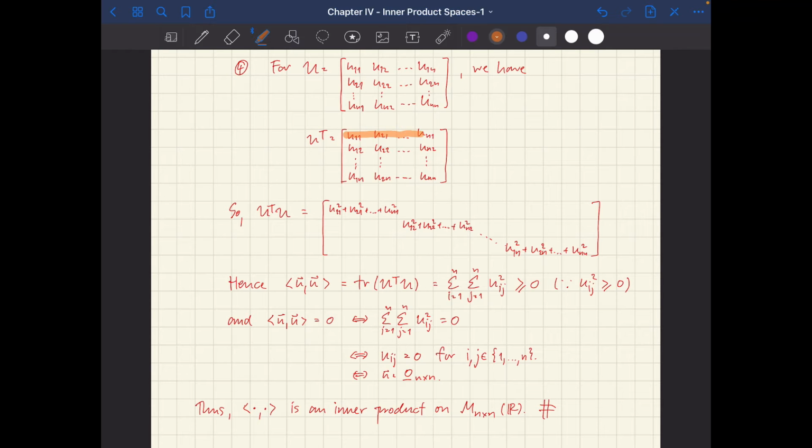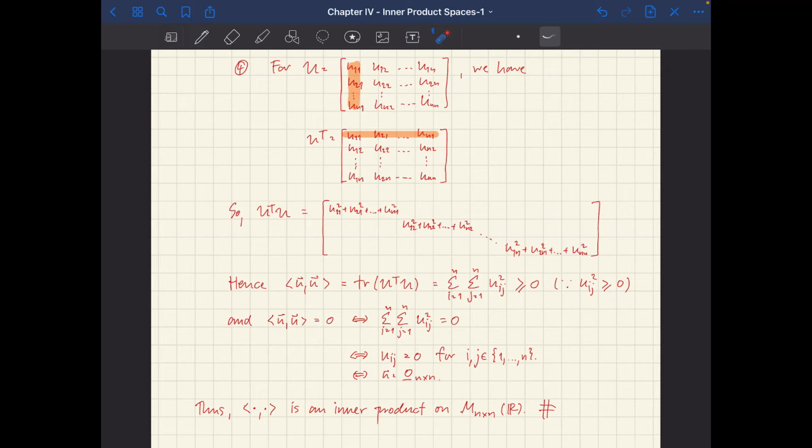Why? Because this one came from the first row of u transpose and the first column of u, right? Because we need to find only the trace, which is the sum of the diagonal entries, I only calculate the diagonal entries of this matrix.